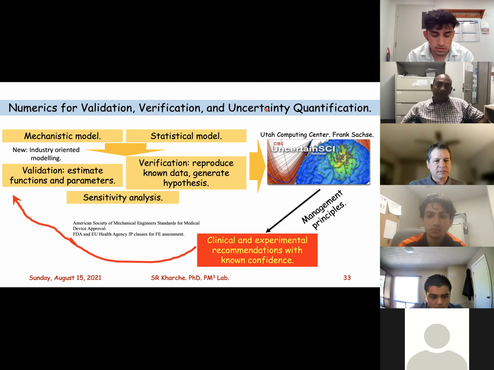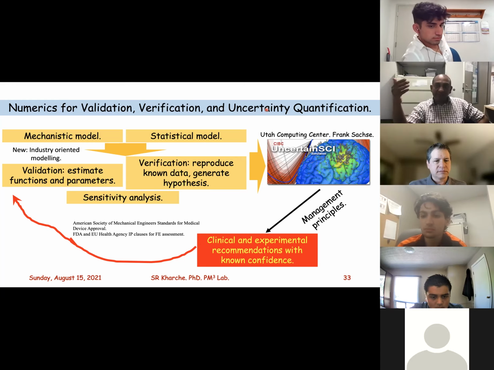I propose that we push it through an extremely refined platform shown on the right-hand side top called UncertainSCI. This is a brand new Python-based platform that has just come out of the Utah Scientific Computing Center, specifically through a friend of mine, Frank Sachse, a senior friend of mine, Frank Sachse.